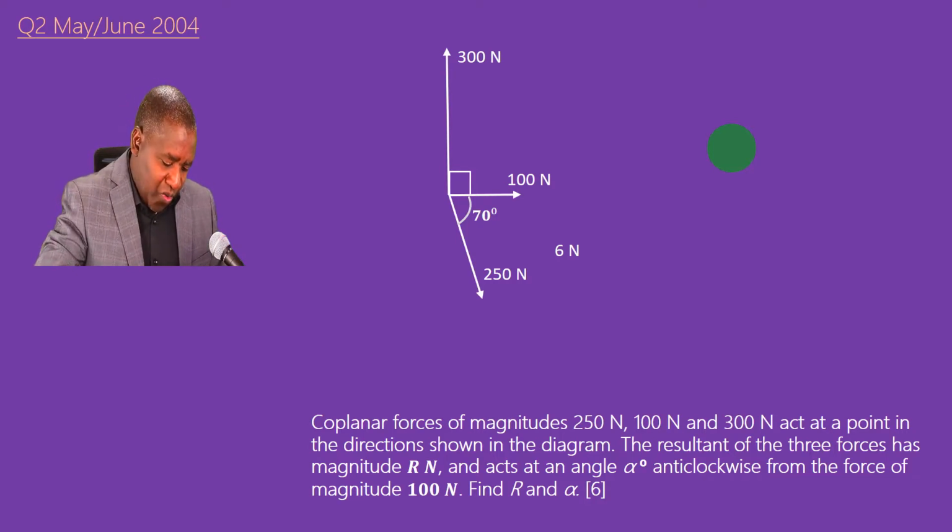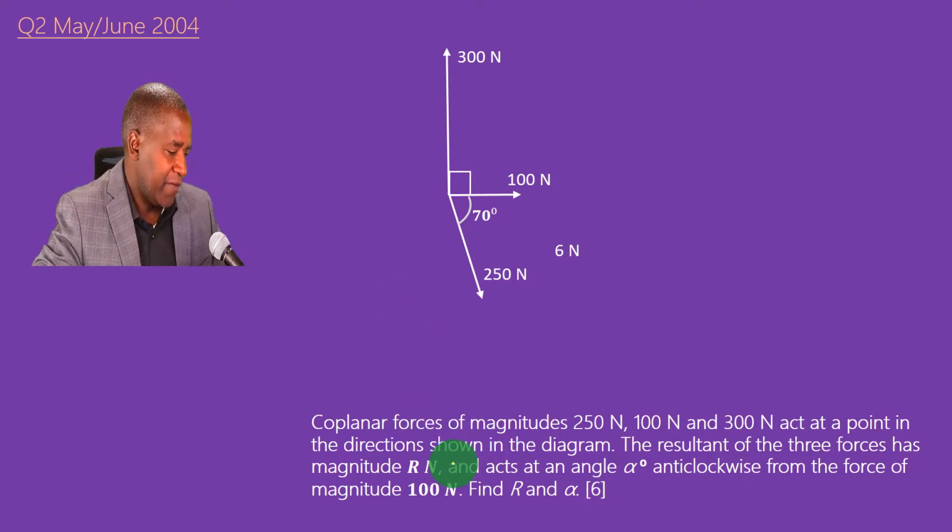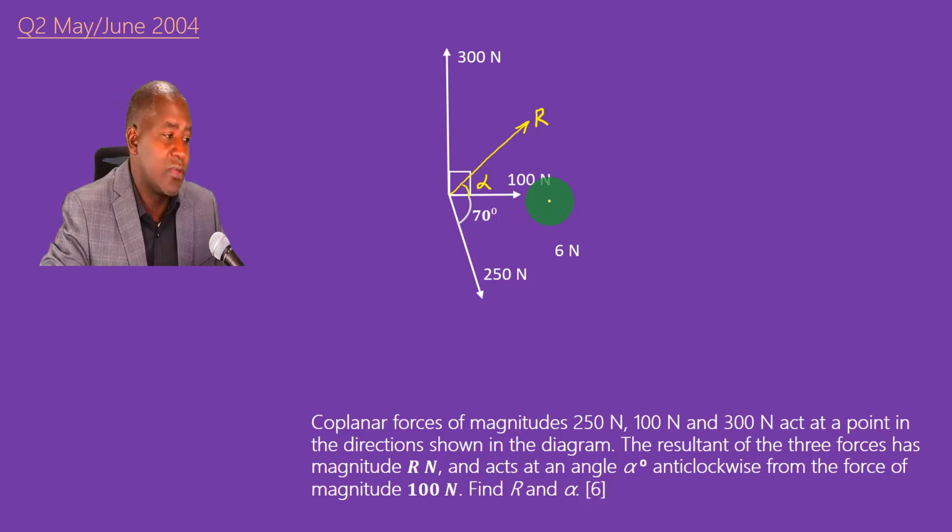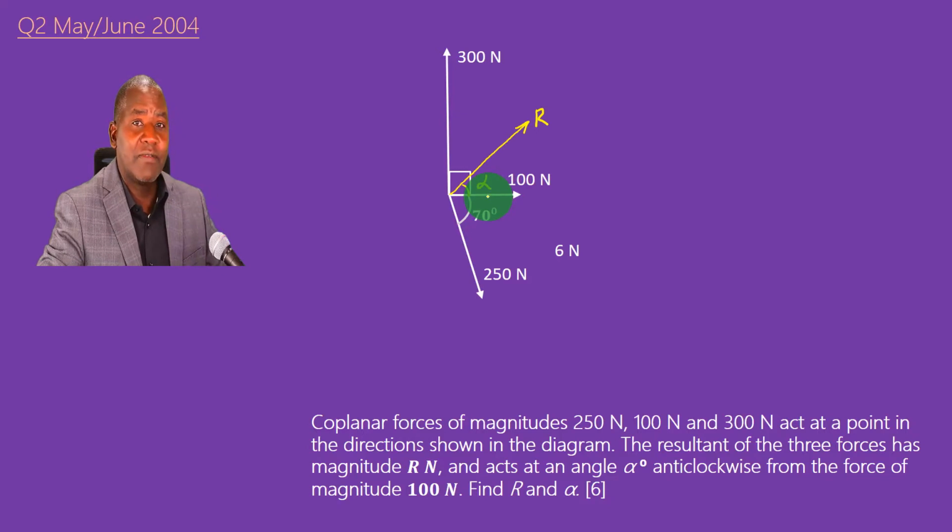Let's see what they are telling us. They are giving us that these 3 forces have a resultant which is R. It acts at an angle alpha anti-clockwise from the force of the 100 newtons. So we can say that this is where our force R is, R. And it has an angle alpha from the 100 Newton force. So they're asking us, calculate R and calculate alpha.